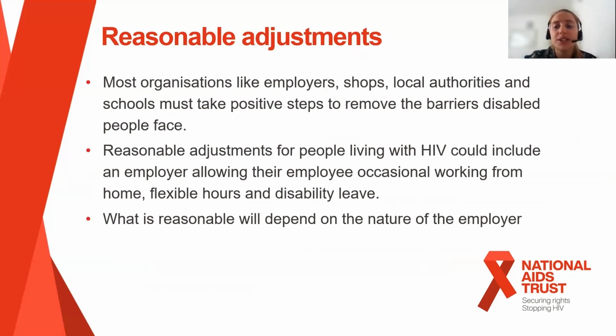And employers also have to take reasonable steps to remove the barriers that disabled people face. A reasonable adjustment could be to the workplace, the way things are done at work, or to get someone to help the employee to do their job or apply for a job. What is considered reasonable will depend on each situation. So the employer will consider carefully if the adjustment will remove or reduce the disadvantage for the person with a disability. They'll also consider whether it's practical to make and whether it's affordable. But reasonable adjustments for people living with HIV are usually very minimal, and they can include allowing their employee occasional working from home, flexible hours, and disability leave.